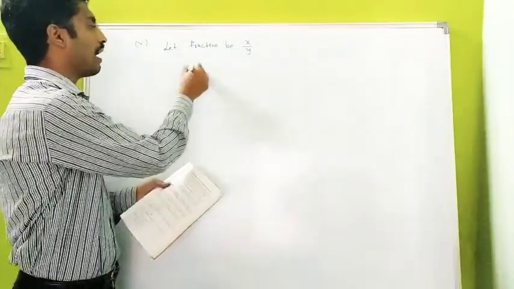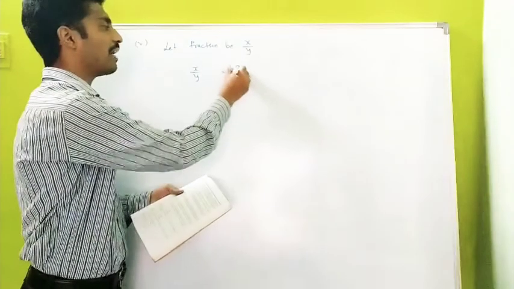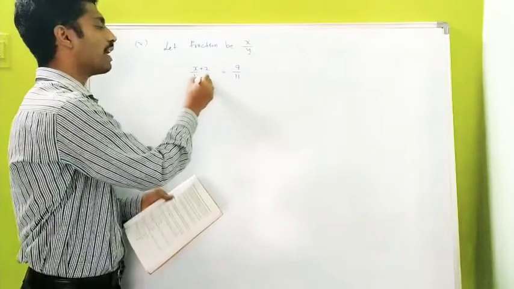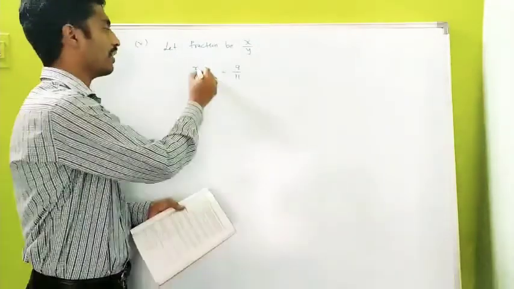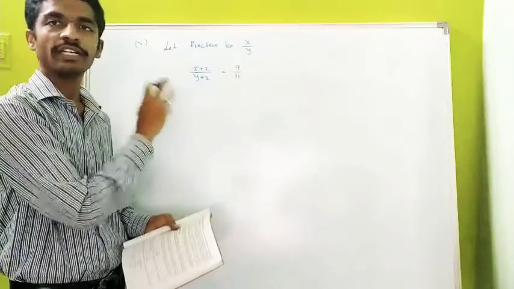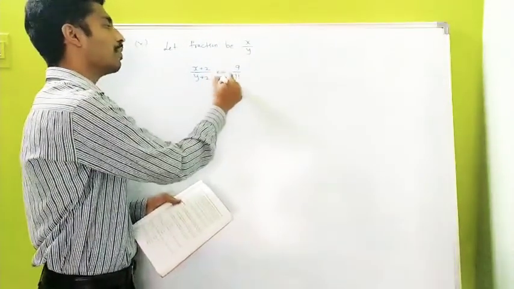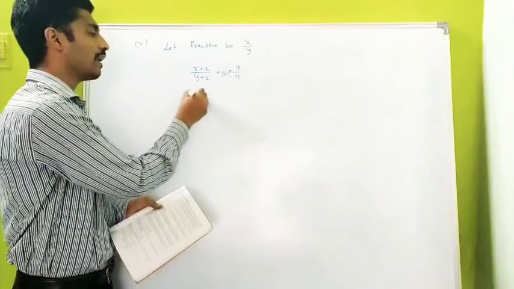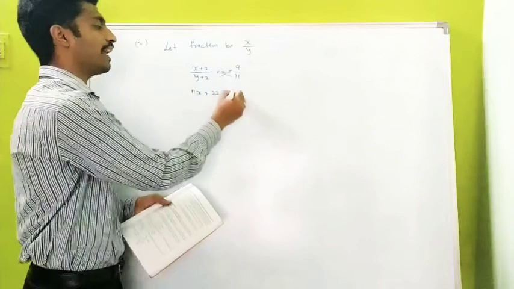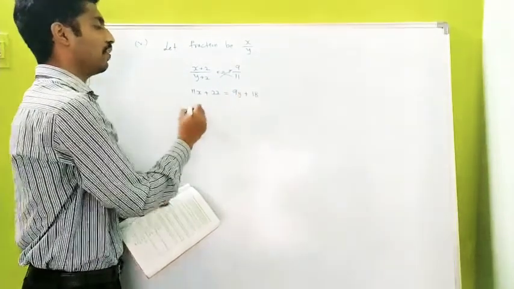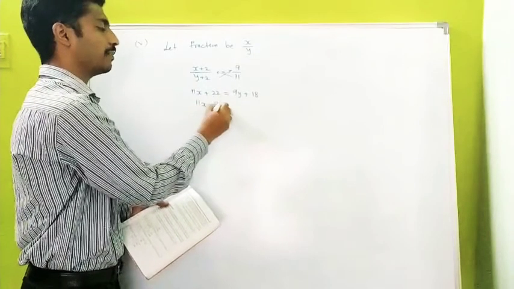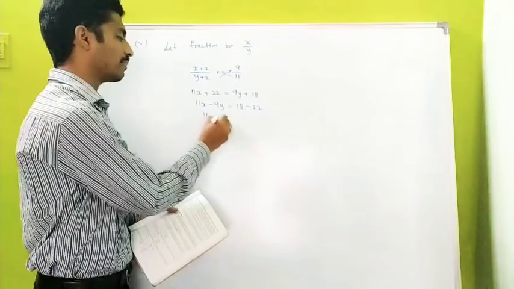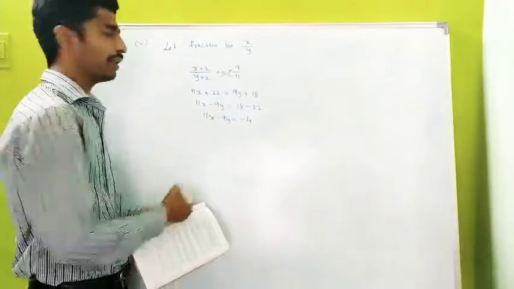The first one: x by y becomes how much? 9 by 11, when 2 is added to both numerator and denominator. It means we are adding 2 to x and 2 to y, then we will get 9 by 11. So by this, first make the linear equation. Cross multiply: 11 into x, 11x plus 11 2s are 22 equal to 9 into y, 9y plus 9 2s are 18. So taking the 9y to this side, it becomes minus, and 18 minus 22, taking the 22 to the right side. So 11x minus 9y equal to minus 4. Here we got one equation.